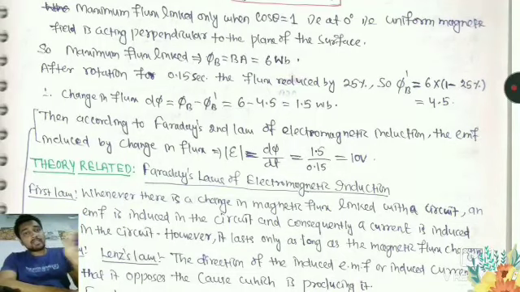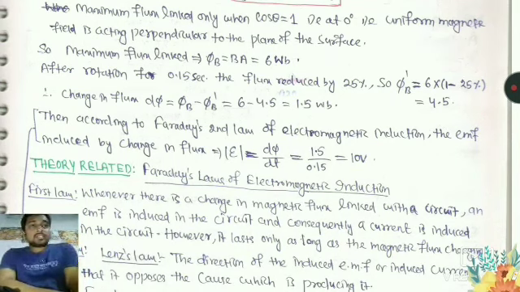25% is 0.25. Then the change in the flux will be: phi in the initial case is 6, phi dash in the second case is 4.5. So 6 minus 4.5 is equal to 1.5 Weber.